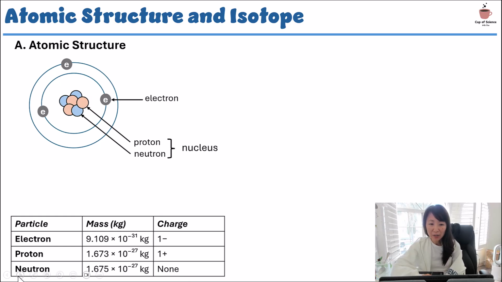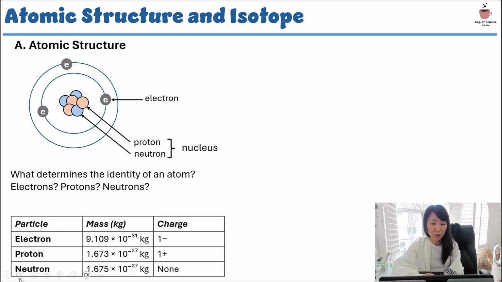Now, I want to ask you a question. This atom over here, what atom is this? Can you tell? Here's another question. What determines the identity of this atom? Do you need to look at the electrons, protons, or the neutrons, or perhaps everything in order to determine that this is a particular element? By the way, this is lithium.